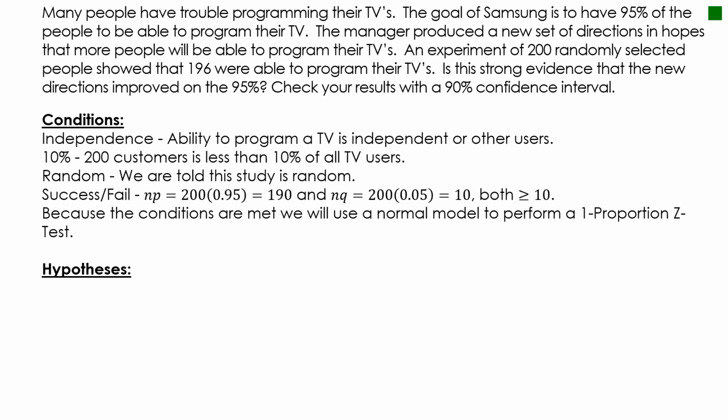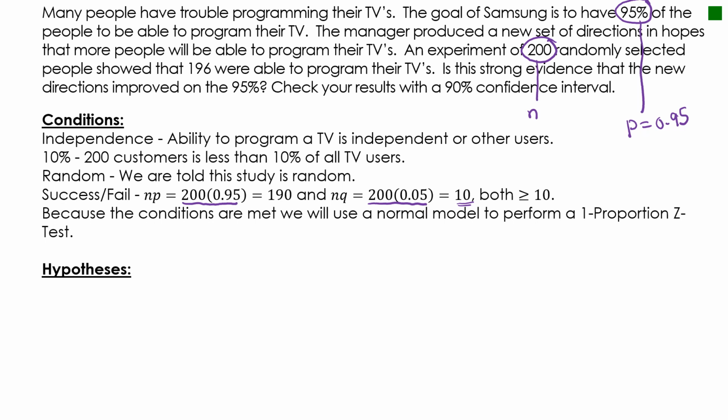Success fail, again, n times p, n times q, so let's look at where those numbers came from. We are assuming that 95% will be able to program their TVs. We're assuming that nothing has changed, and therefore p will be 95%. We haven't talked about the alternative hypothesis yet, and we're going to wait a minute to do that. But again, we're looking at 200 randomly selected people, so that's n. That's where I got 200 times 0.95 and 200 times 0.05, and kind of cutting it close on this one, but they're both greater than or equal to 10.